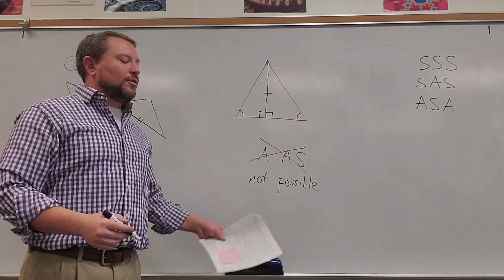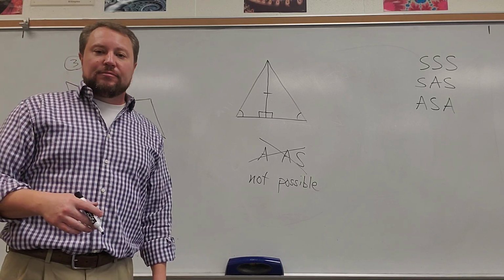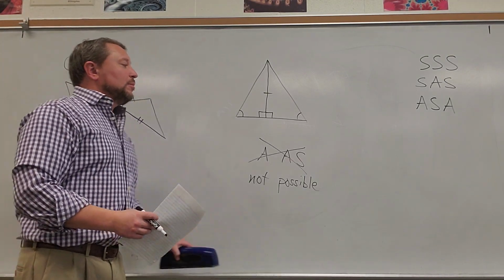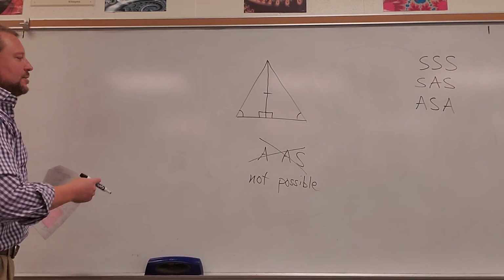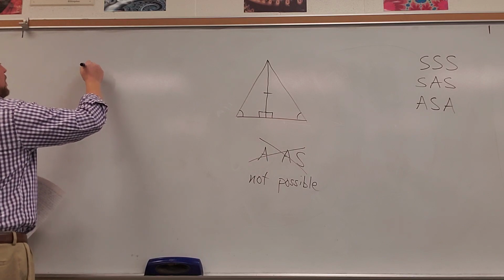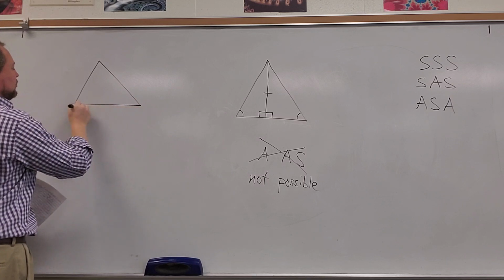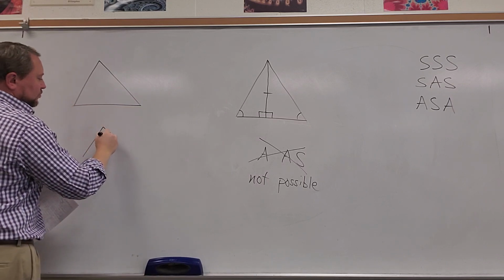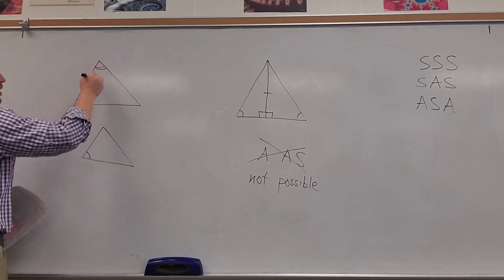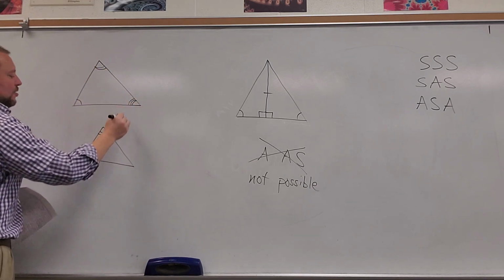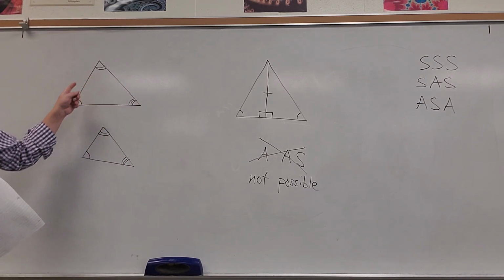When we write not possible, all we're saying is that the triangles could still be congruent, we just can't prove it. But sometimes there is no way to prove them congruent. If you look at this last example I'm going to show you here, let's say that this angle matches this angle, that angle matches that angle, and this angle matches that angle. Nothing but angles. See that?